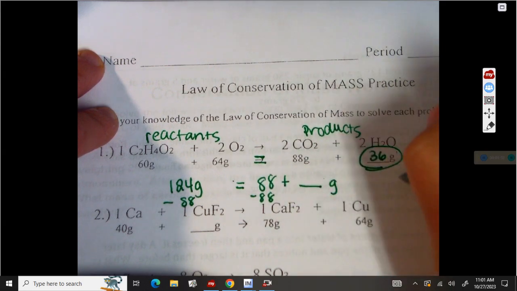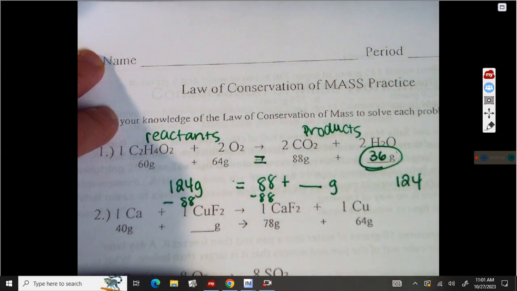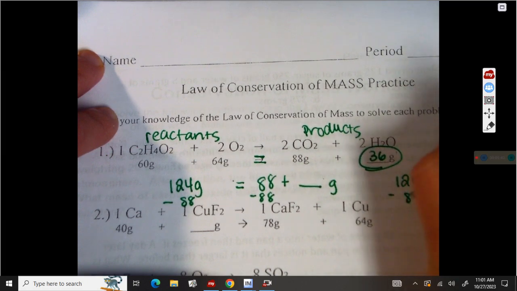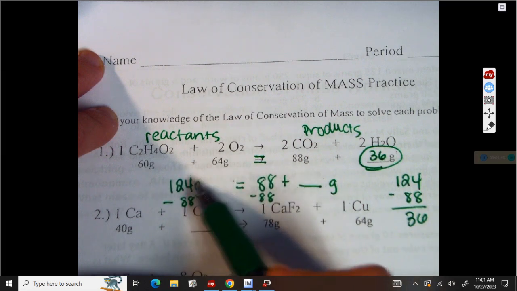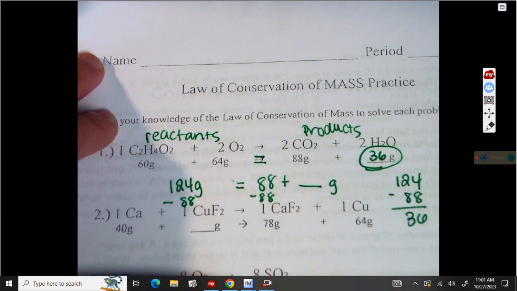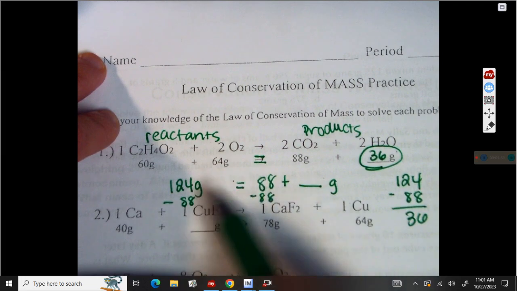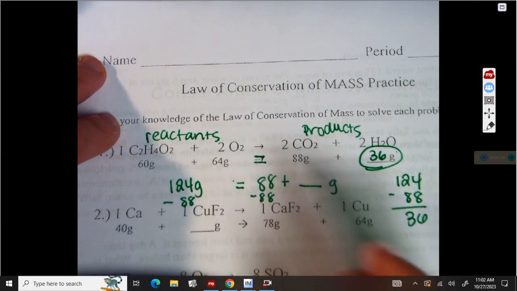And the way I did that is I did 124 minus 88, and I got 36. So I saw that if I wanted my right-hand side to equal my left, I needed to make sure that whatever went in that variable added to 88 to make the same total as on the left-hand side.